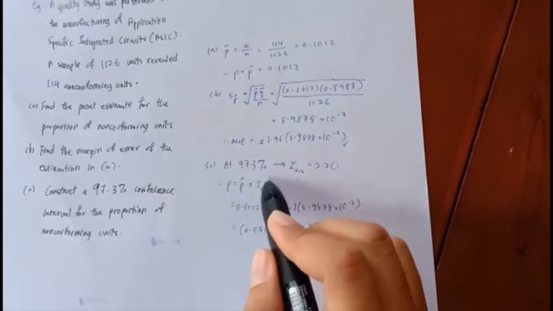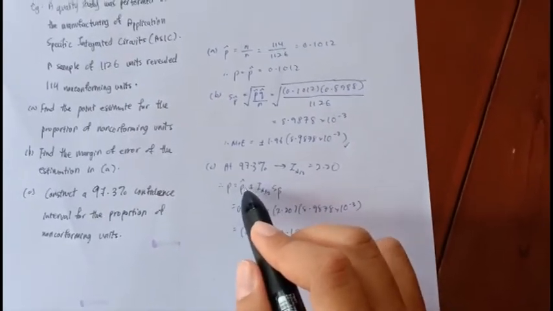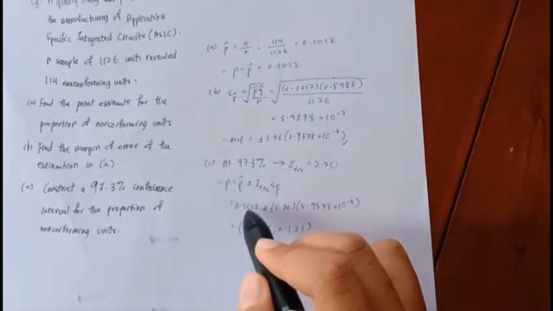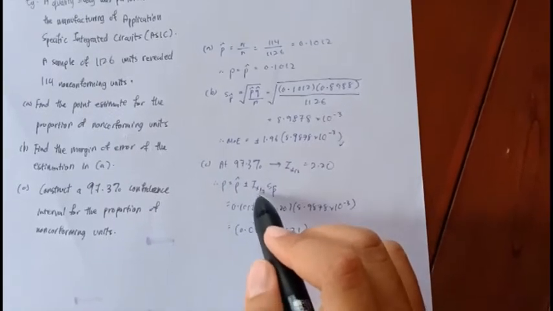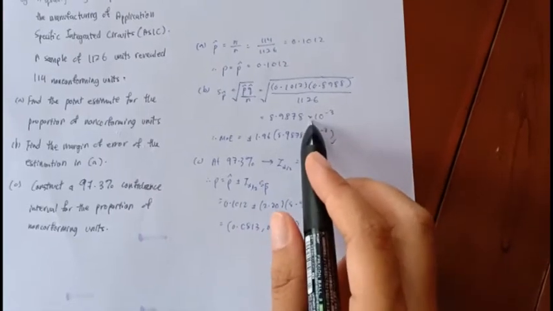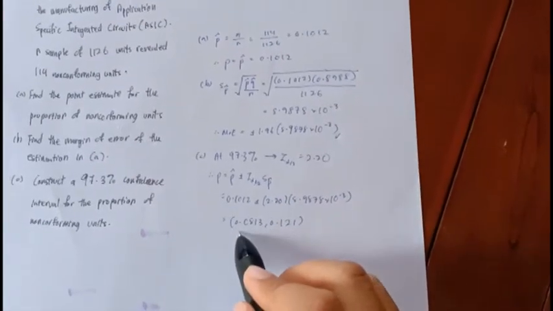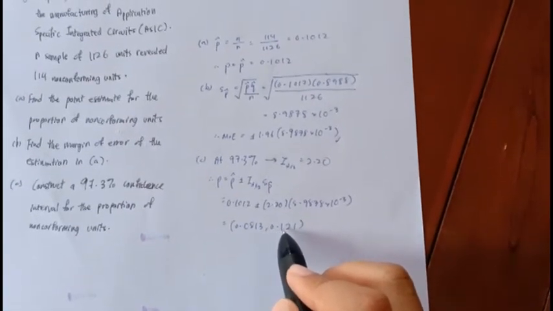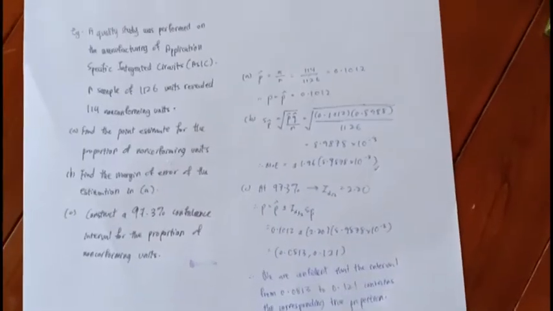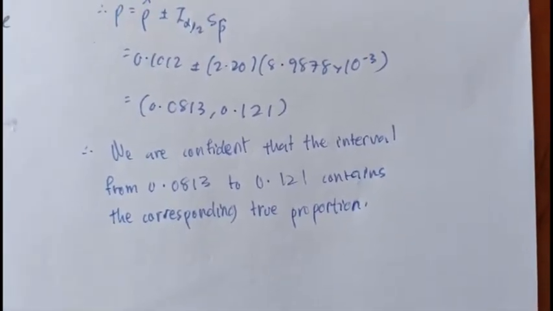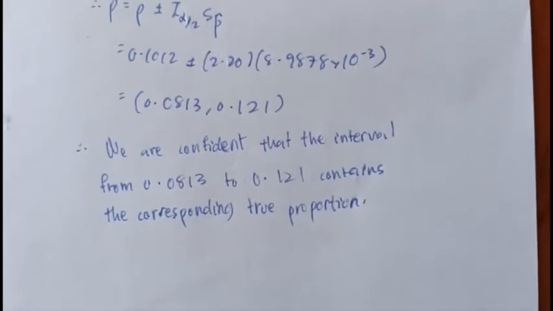So now we only need to put the values into the formula given for the population proportion. So p hat plus minus the Z and the SP hat, which is here, which gives us the answer of 0.0813, 0.121. Okay, so from the answer given, we can conclude that we are confident that the interval from 0.0813 to 0.121 contains the corresponding true proportion.